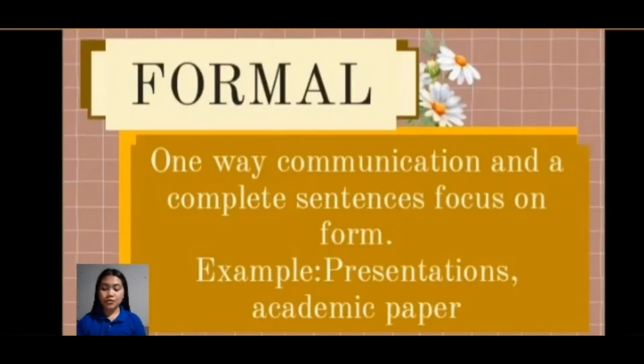The formal language register. It is a one-way communication, with complete sentences, and focus on form. From the word formal, this kind of register is used in formal scenarios. For example, like what I am doing now, I am presenting my topics to you. A board meeting is also spoken, while in written form, examples are applying for a job, an academic paper, a resignation paper, and so on.